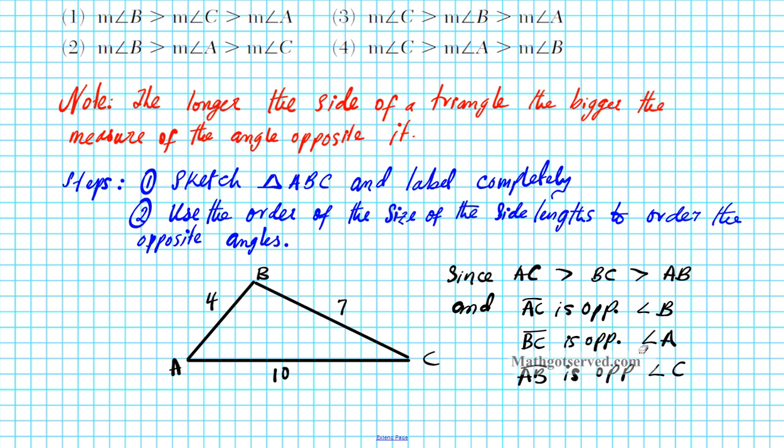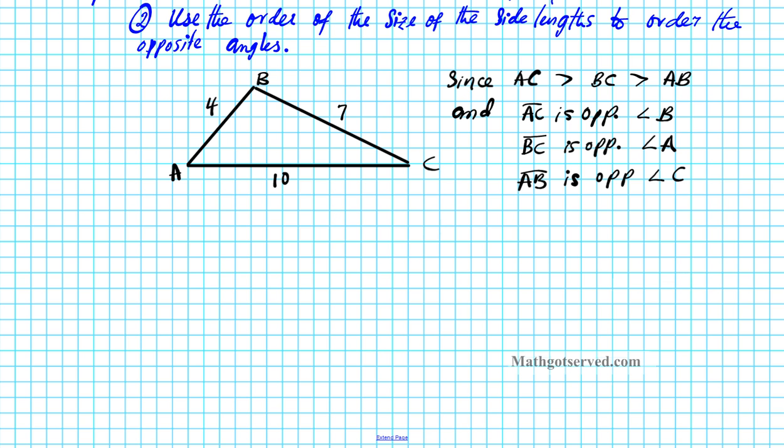Then what follows? It follows that the angles opposite these sides follow the same order of magnitude, okay? So since AC is the biggest, the angle opposite it is going to be the biggest. So the measure of angle B is the greatest. Since BC is greater than AB, then angle A has to be greater than angle C, and they're both less than B, of course. So the measure of angle A is greater than the measure of angle C, because BC, the side opposite A, is greater than AB, the side opposite C.